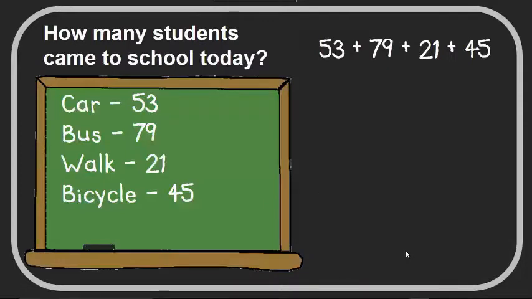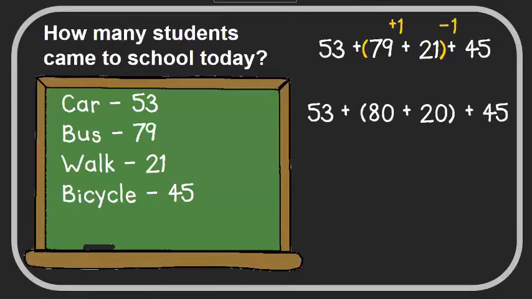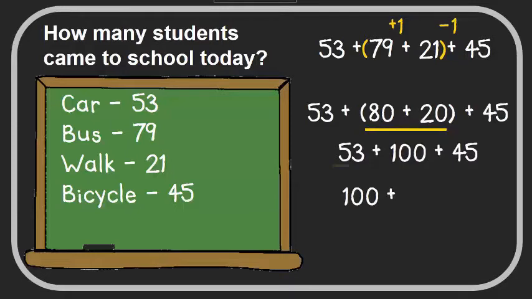In this example, the student used a variety of different strategies to determine how many students came to school. The student first grouped 79 plus 21 to make friendly numbers. By adding 1 to 79 and by taking 1 away from 21, they were able to create 80 plus 20, which equals 100. The student then decomposed the numbers into tens and ones. 100 plus 90 plus then 8 more equals 198.